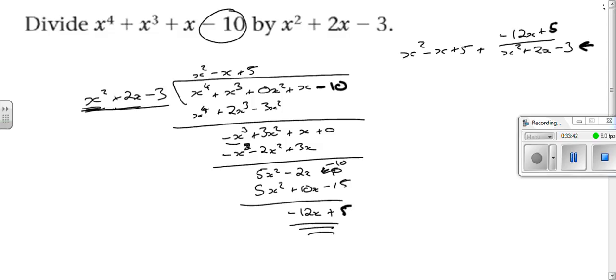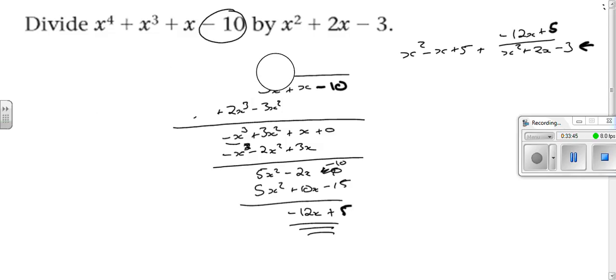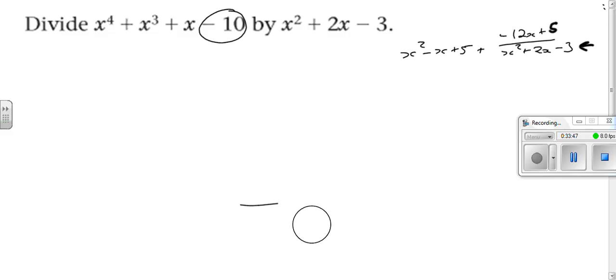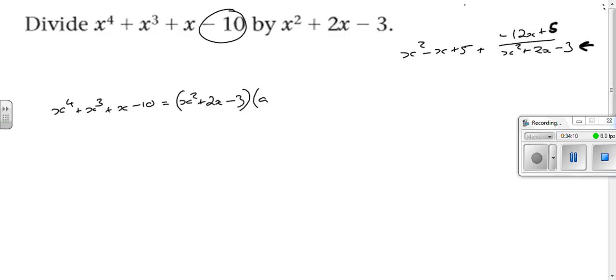Except we don't look at remainders this time, but we do have a look at the multiplication stuff. So let's have a look at how we do it, because again, we need to be familiar with both methods. We've got x to the power of 4 plus x cubed plus x minus 10, and that equals x squared plus 2x minus 3 times by something x squared plus something x plus something plus our remainder.